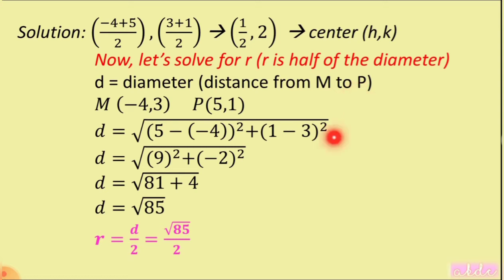So we have, using the distance formula, square root of 5 minus negative 4 squared plus 1 minus 3 squared. So 5 minus negative 4 is 5 plus 4 is 9, and then 1 minus 3 is negative 2 squared. So 9 times 9 is 81, negative 2 times negative 2 is positive 4. Square root of 81 plus 4 is square root of 85. This is the diameter. So to get the radius, we have to divide square root of 85 by 2. So our radius is square root of 85 over 2.